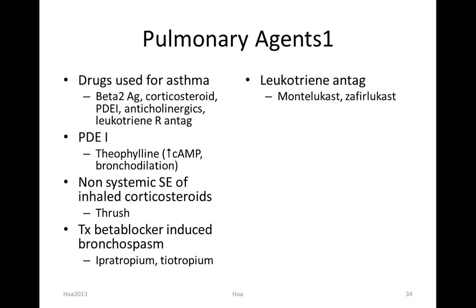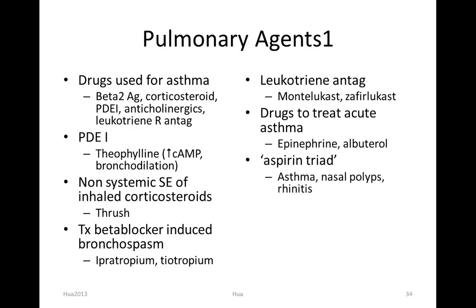Leukotriene antagonist, I said zafirlukast, montelukast, and drugs to treat acute asthma, you have EpiPen or albuterol. So for more of a long-term treatment, it is actually prophylactic kind of thing. You can use inhaled corticosteroid. Drug to treat acute asthma is EpiPen, albuterol, I mentioned already.